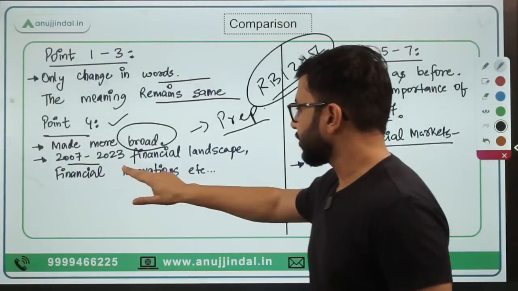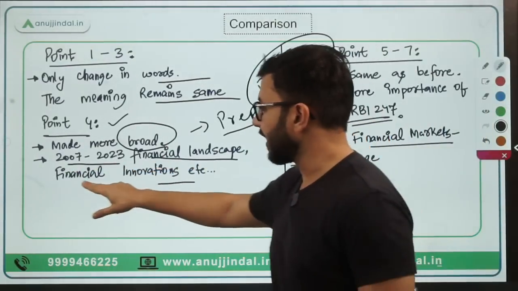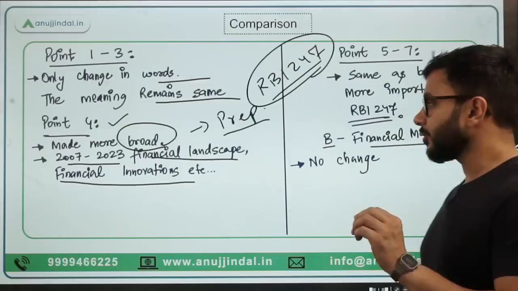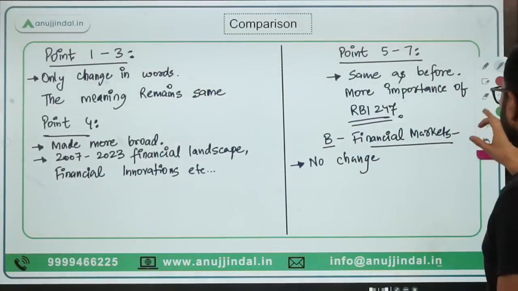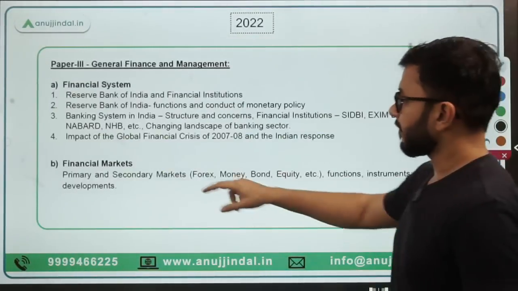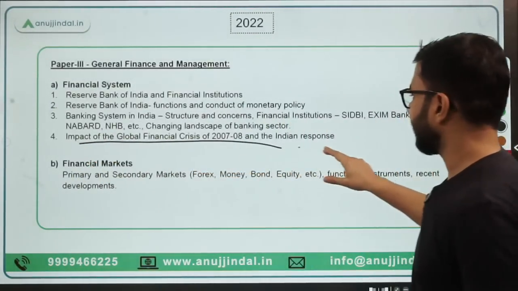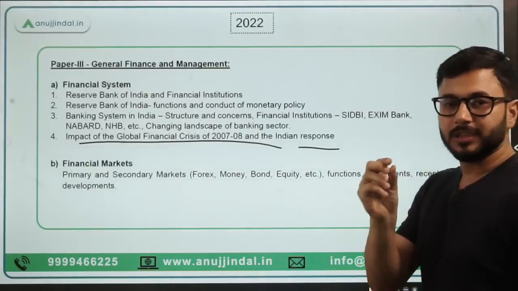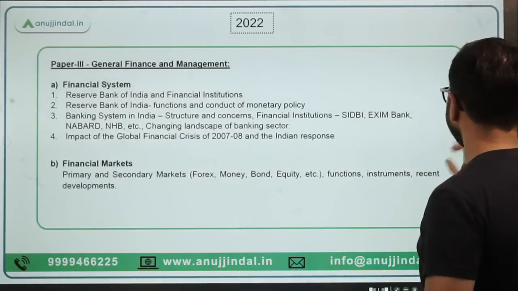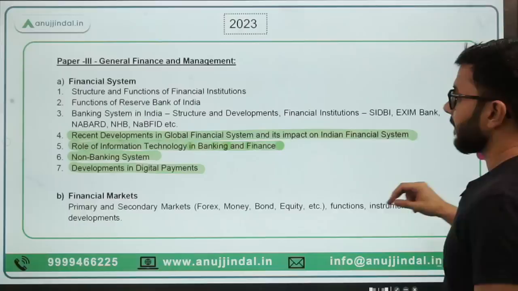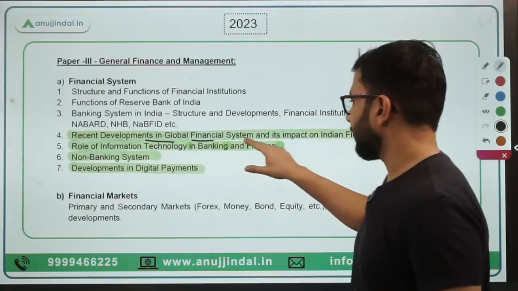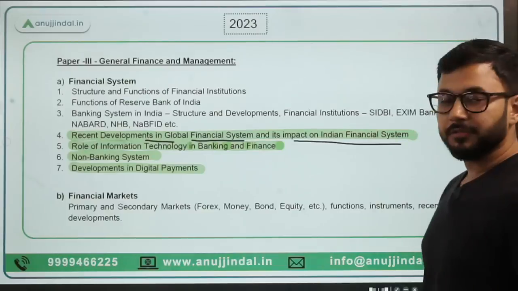2007 to 2023, financial landscape and financial innovations. Now, in the older syllabus, you saw that they only said impact of global financial crisis of 2007-08 and Indian response. Now, this is very specific. What have they done instead? They now say recent developments in global financial system and its impact on Indian financial system.